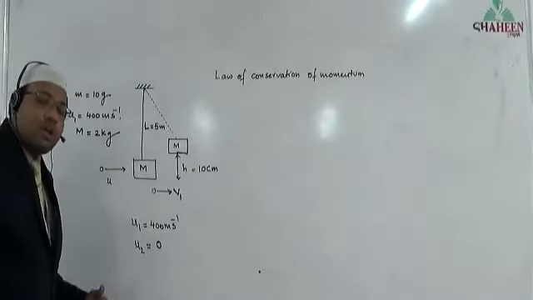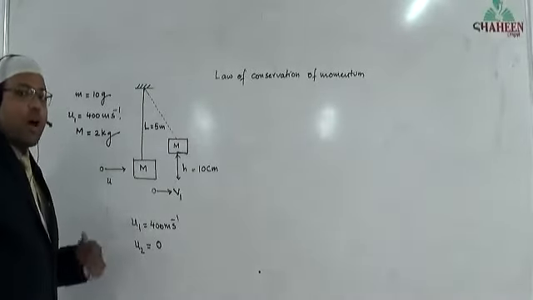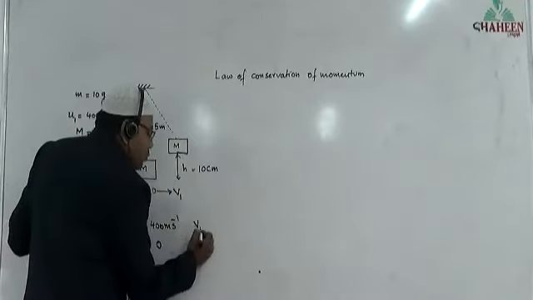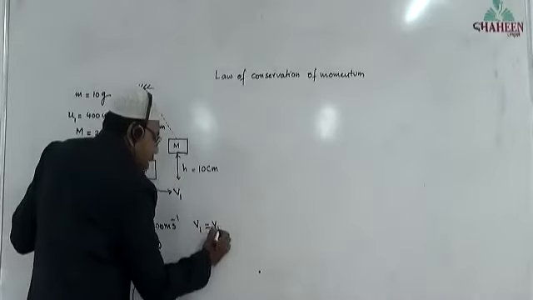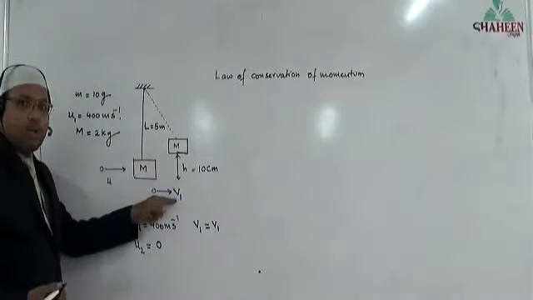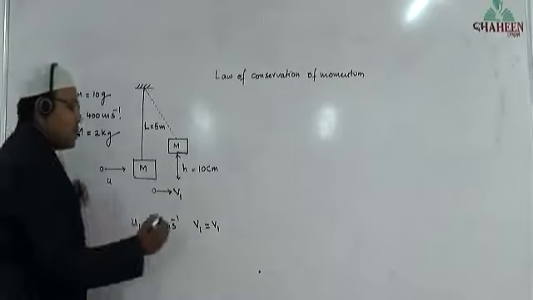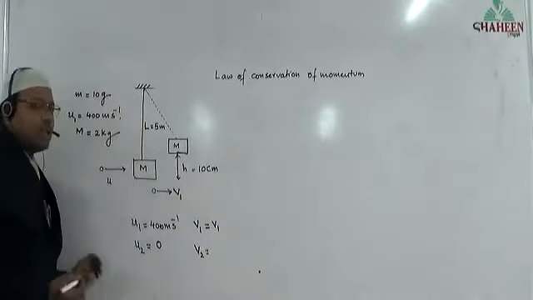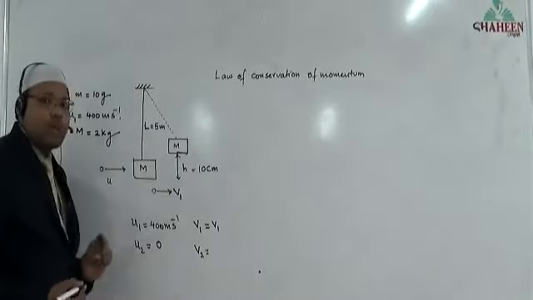What is V1? V1 is the velocity of the bullet after it emerges out, or after the collision. So V1 is V1 only, I am considering. You can check. Next, what is this V2? Pay attention, the fourth part is very important.